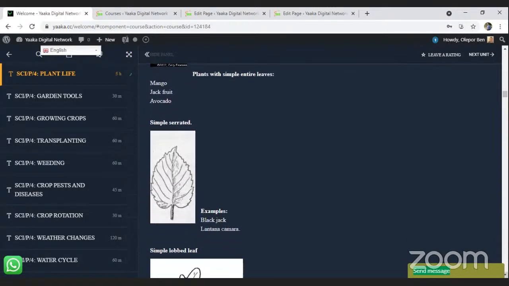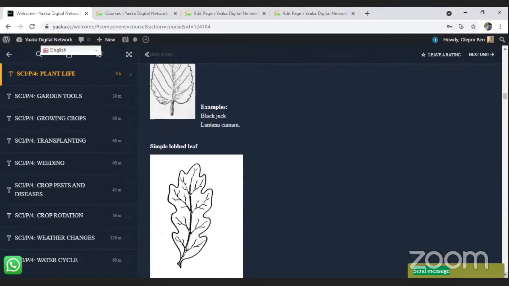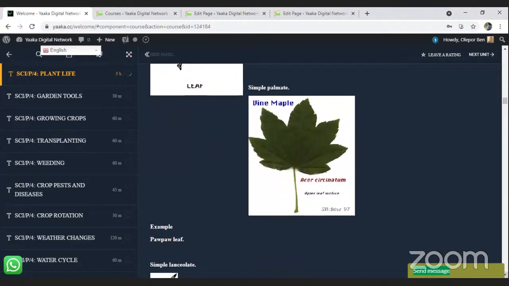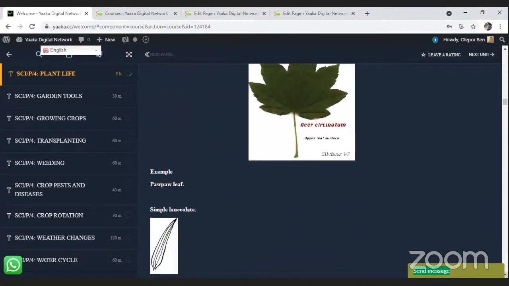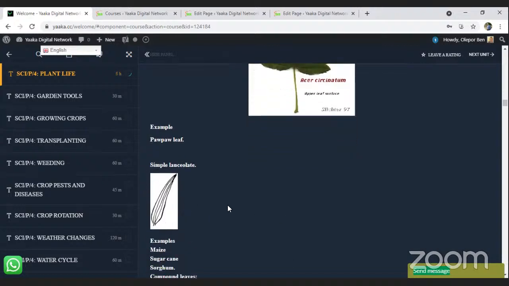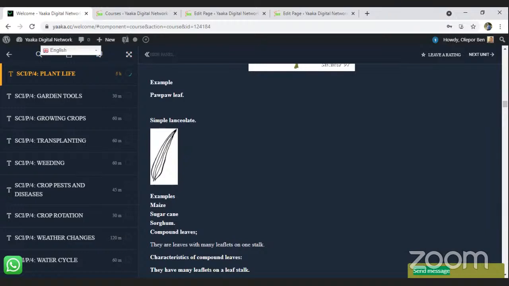Simple serrated: blackjack, Lantana camara. Simple lobed. We also have simple palmate. This one is for the purple. This one is for the simple lanceolate. This one is for the maize plant, mostly cereal crops, maize, sugarcane. You have the compound, the sorghum, and so on. Compound leaves.